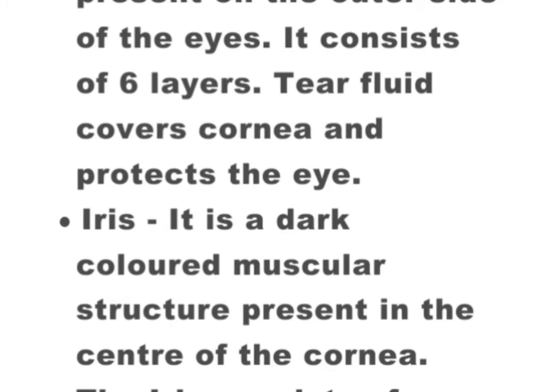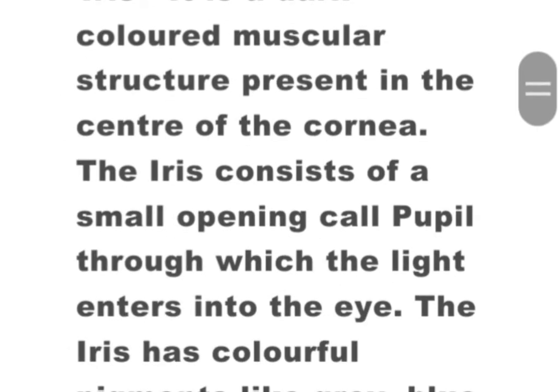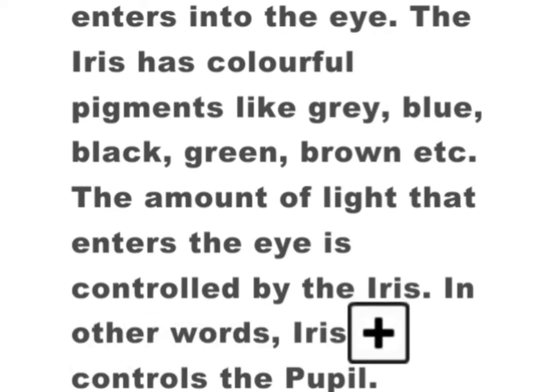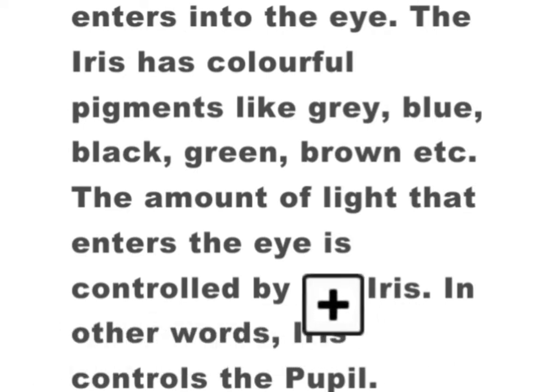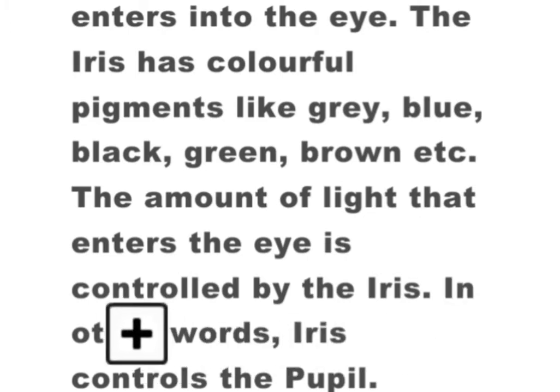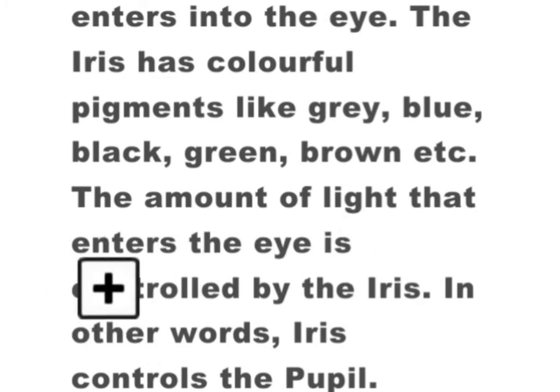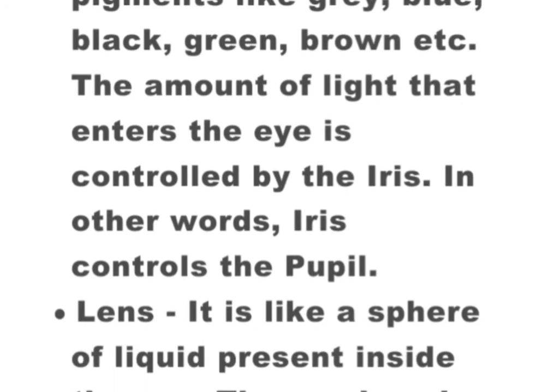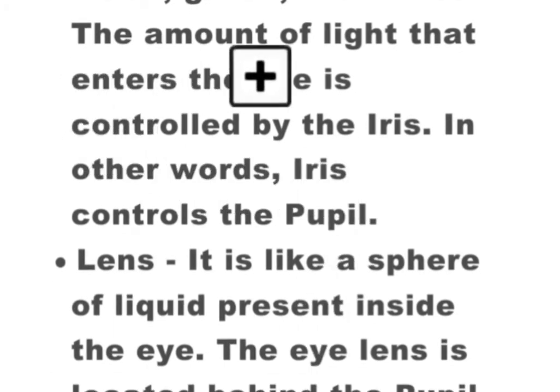The iris has colorful pigments like grey, blue, black, green, brown, etc. And these colorful pigments decide the color of the eye. The amount of light that enters the eye is controlled by the iris, along with the pupil. Pupil is the opening in the iris. So the iris controls the size of the pupil, and by this the amount of light entering into the eye is controlled.